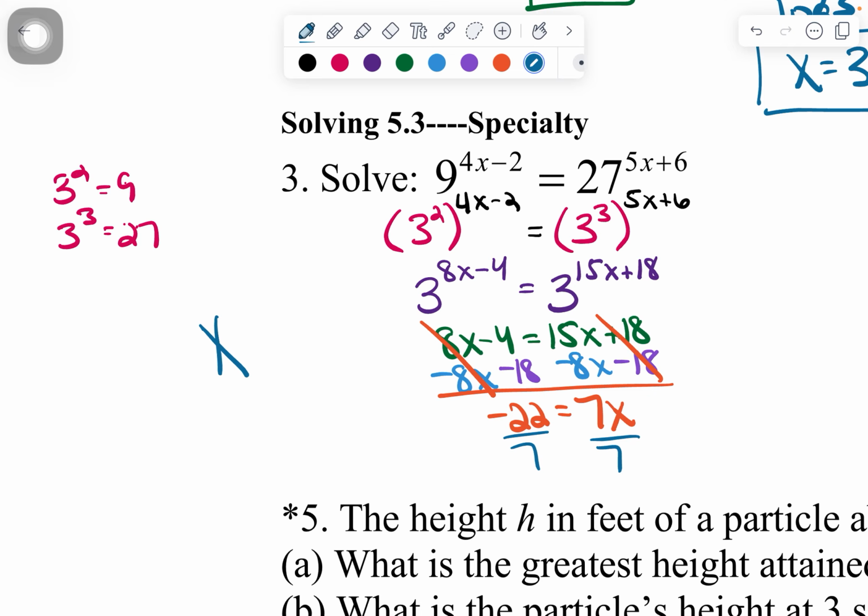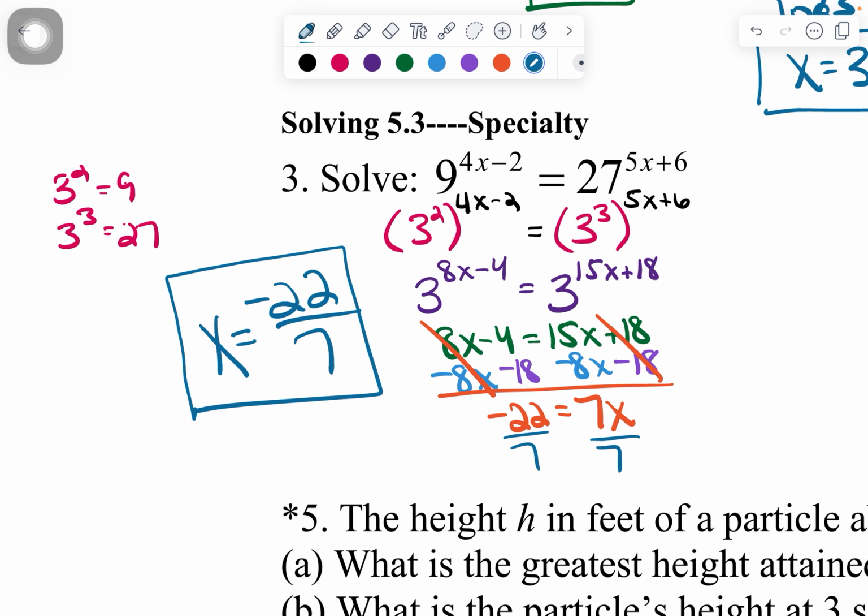I'm going to put this off to the side here because I write huge. x equals negative 22 over 7. It cannot be reduced, cannot be simplified. So that should be your answer for question number 3.